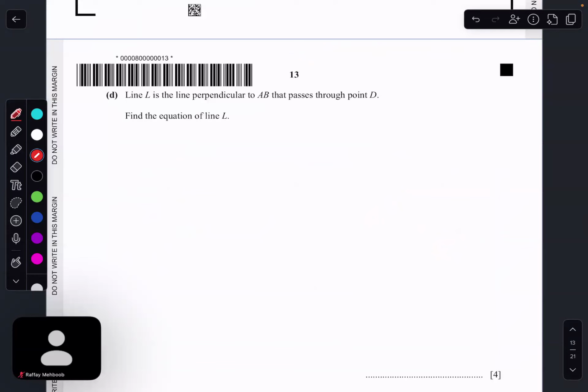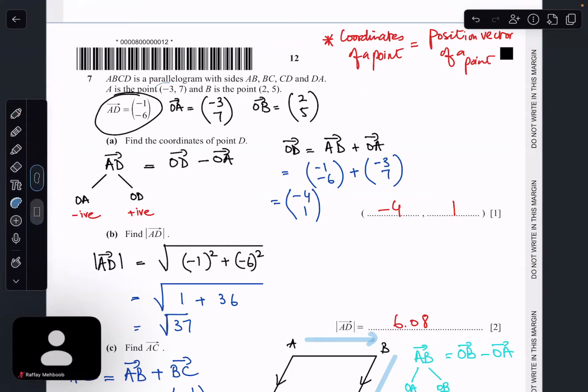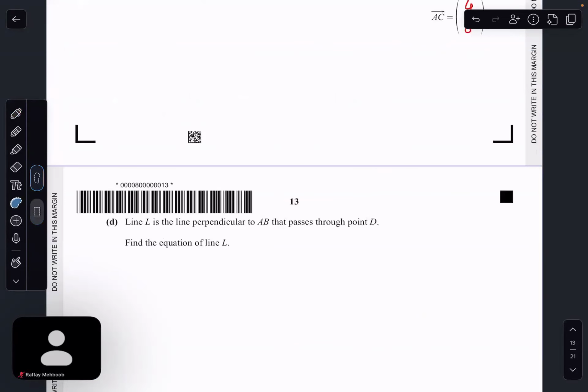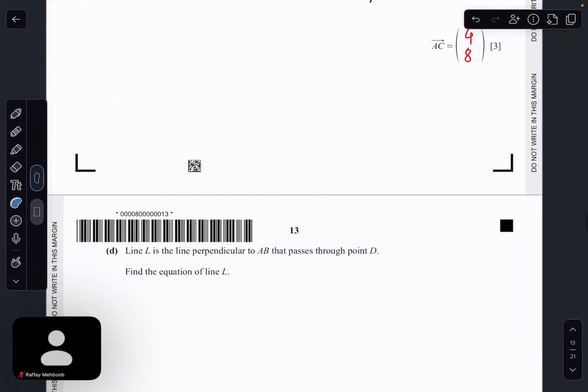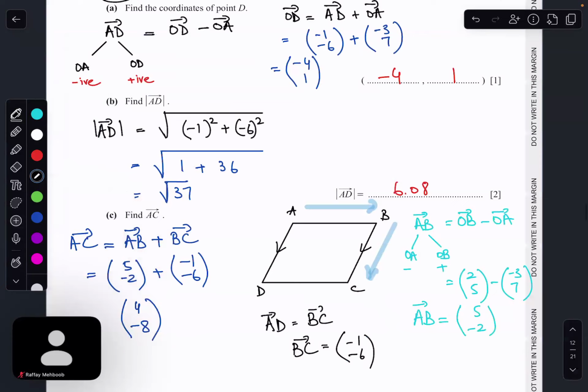D part. Line L is the line perpendicular to AB that passes through the point D. Find the equation of line L. Okay, so I'm going to just draw it out like this. Let me move towards the A and B points. Point A is (-3, 7). Point B is (2, 5).